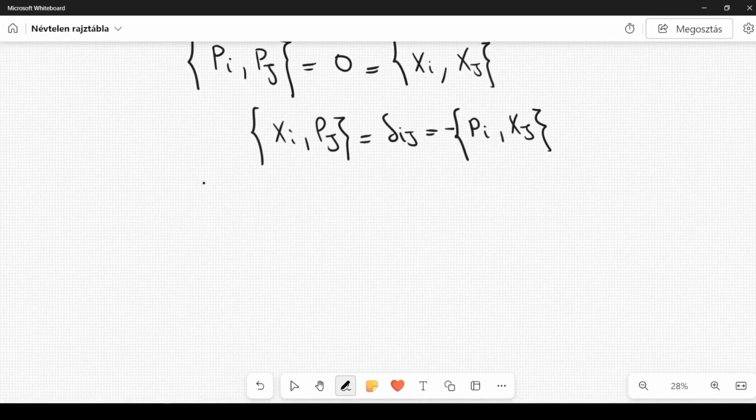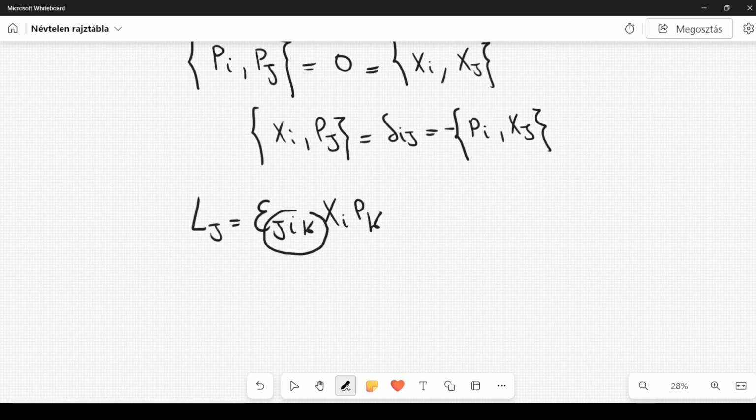And another important Poisson bracket is the following one. And now let me also define angular momentum. In particular, Lj is equal to the Levi-Civita symbol, epsilon j i k, xi and pk, and here you have to sum over i and over k, so that summation is implicit. This is the Levi-Civita symbol, which is equal to 1 for positive permutations of j i k. So it's 0 if two of these indices are equal, or even if all of them are equal.